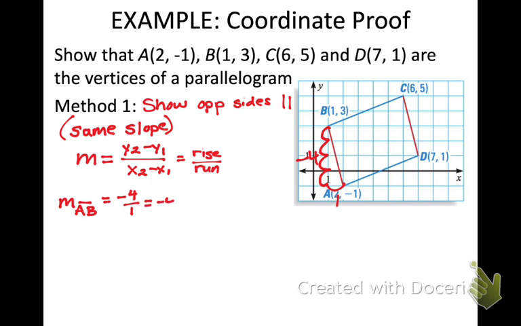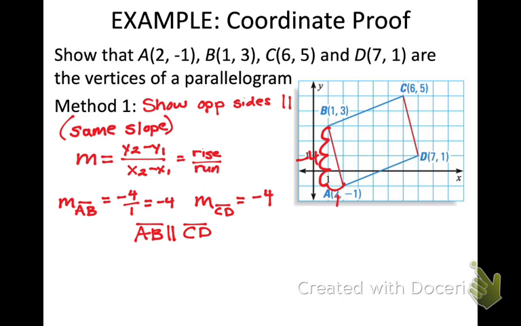Okay, so now let's go to the side opposite of that, which is CD. Is it also going down 4, running 1? It is. So those slopes are the same, which means that AB is parallel to CD. So I checked half the box. Now I've got to do it to the other set of opposite sides.